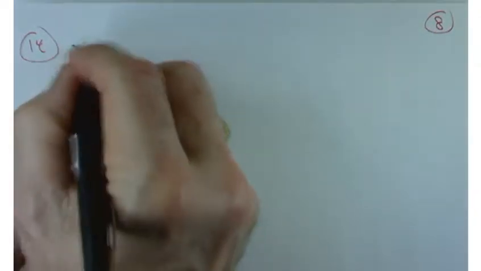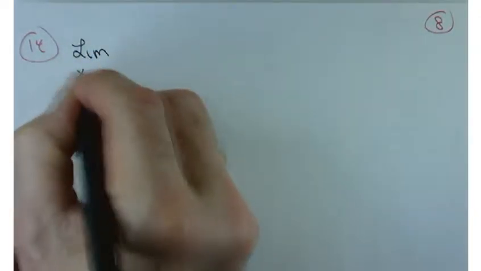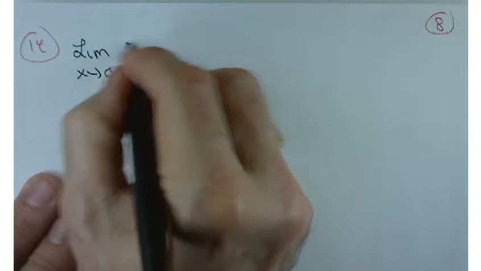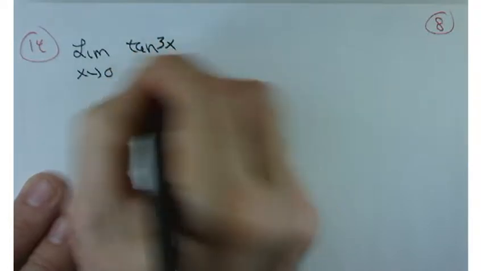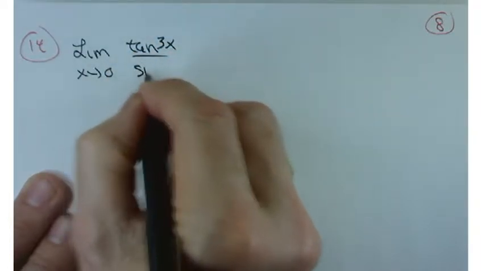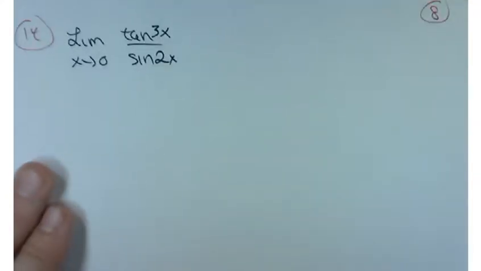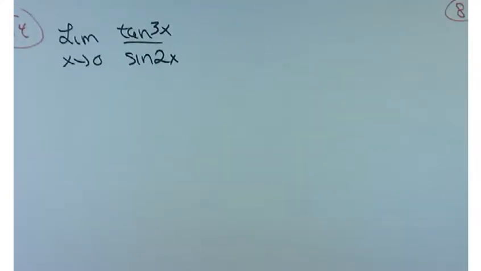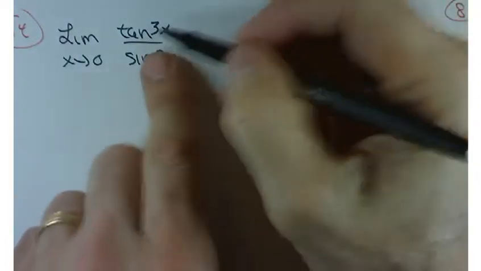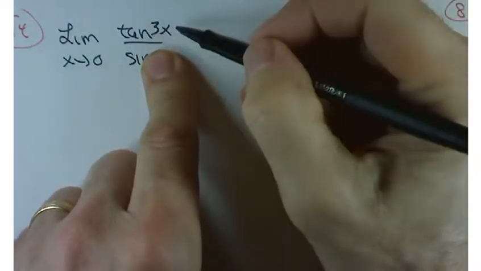Limit as x approaches 0 of the tangent of 3x divided by the sine of 2x. What should we try first? Yeah, plug it in. And you plug it in, 3 times 0 is 0. What's the tangent of 0?